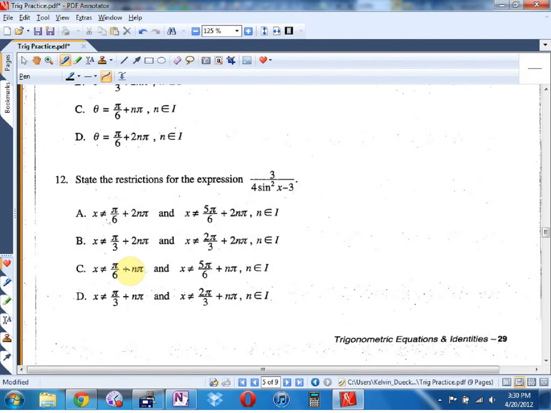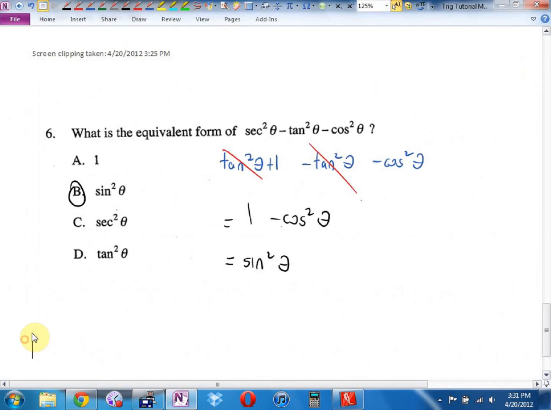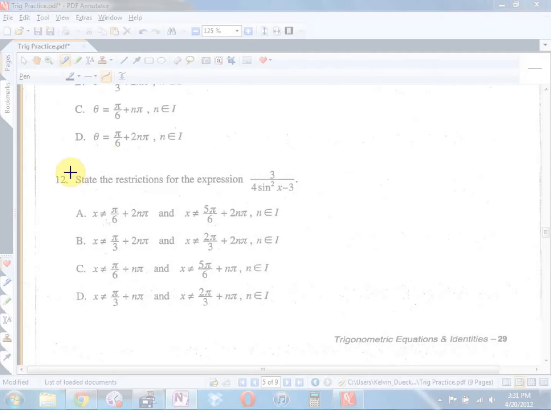Okay. Number 12 is a bit of overkill. It's saying state the restrictions for this expression here. I'll show you how much I would expect you to do on this test.